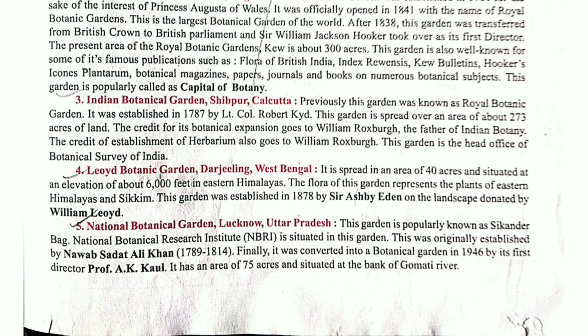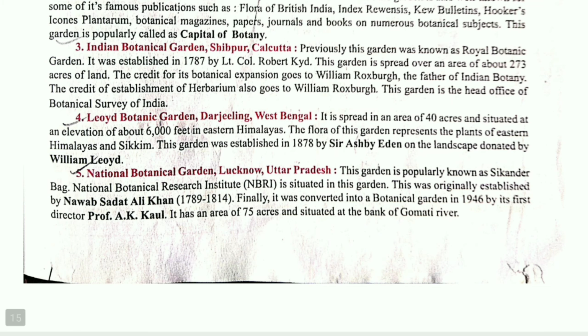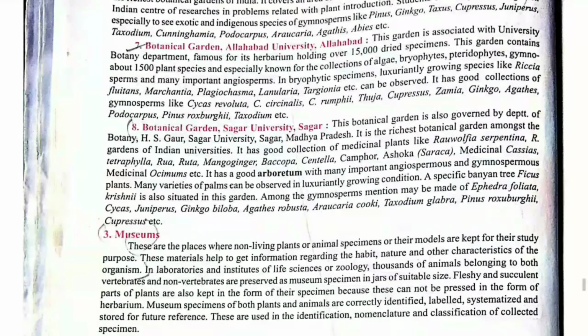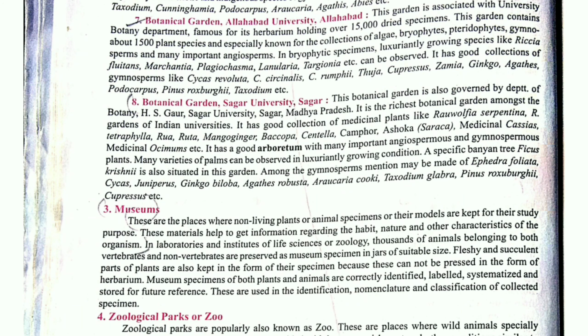Then Indian Botanical Garden, Calcutta. This is also spread over 273 acres of land, and they also conserve a large number of plants. And some more examples are given. Okay. A total of 8 botanical garden names are given, and they have certain values. Just remember the name and for what purpose they are famous, that you remember.